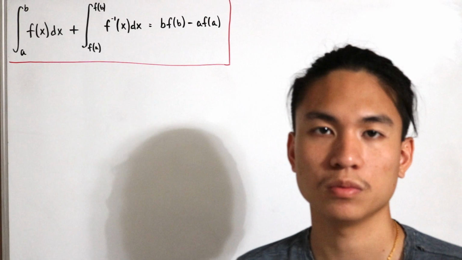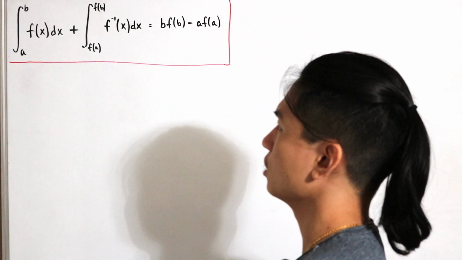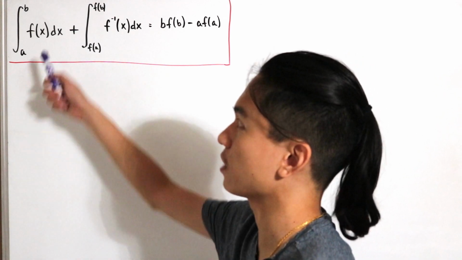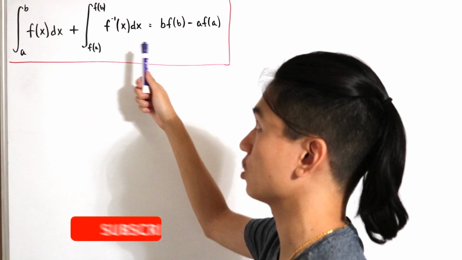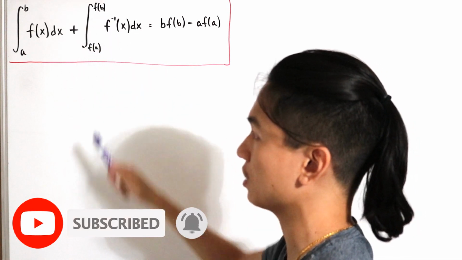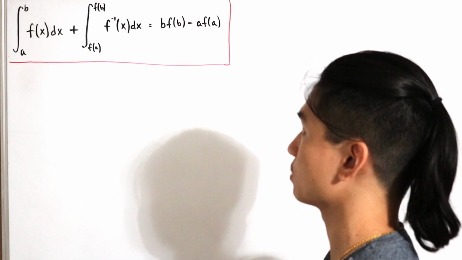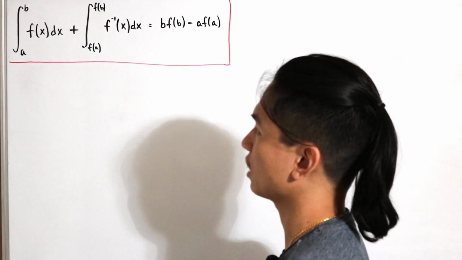Okay, so welcome back to another video. In today's video we have the following integral formula: the definite integral of f of x dx from a to b, added to the definite integral of the inverse function from f of a to f of b. It gives the following closed form: it's equal to b times f of b minus a times f of a. So it's a really neat identity.